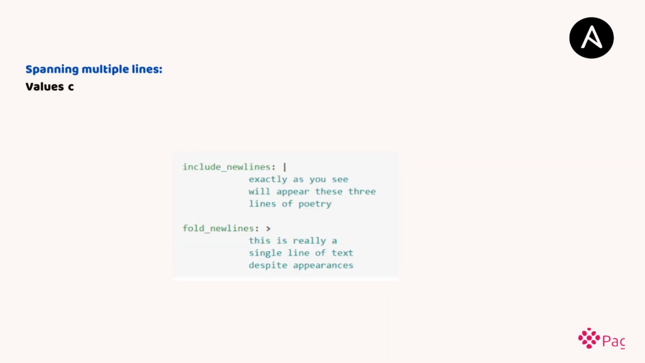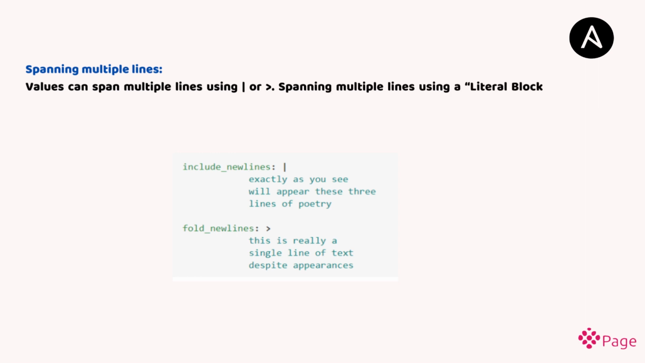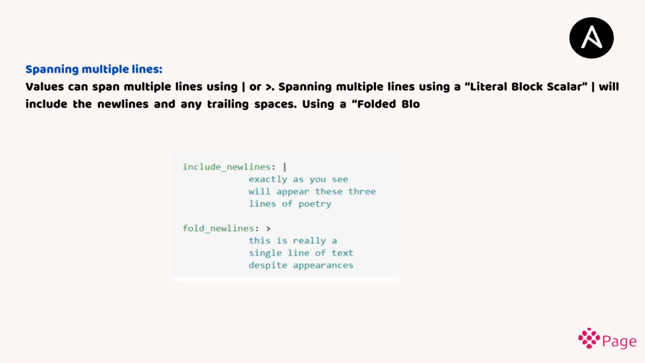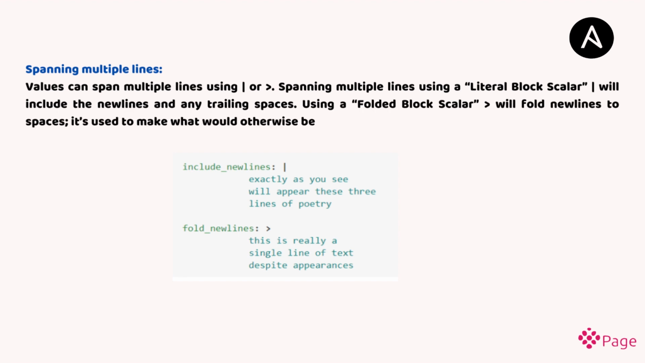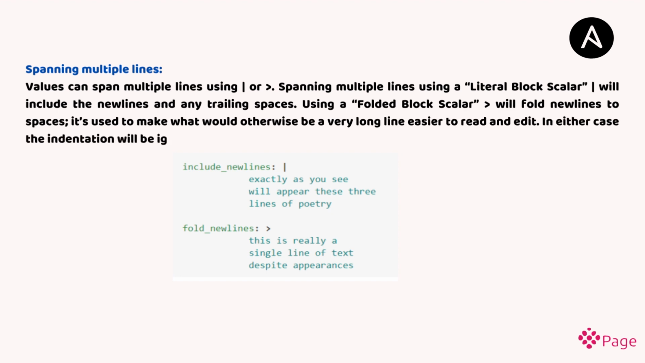Spanning multiple lines. Values can span multiple lines using or greater than. Spanning multiple lines using a literal block scalar will include the new lines and any trailing spaces. Using a folded block scalar, greater than will fold new lines to spaces. It's used to make what would otherwise be a very long line easier to read and edit. In either case, the indentation will be ignored.